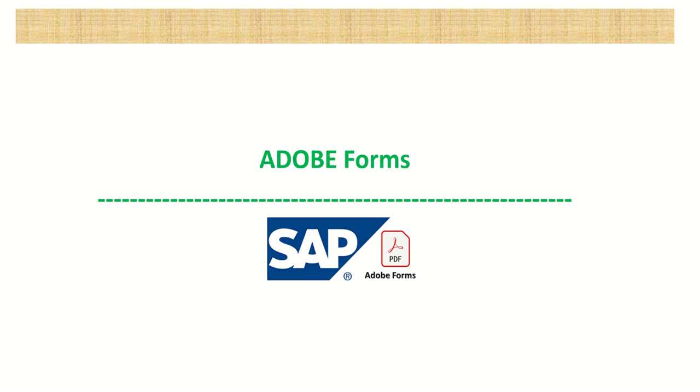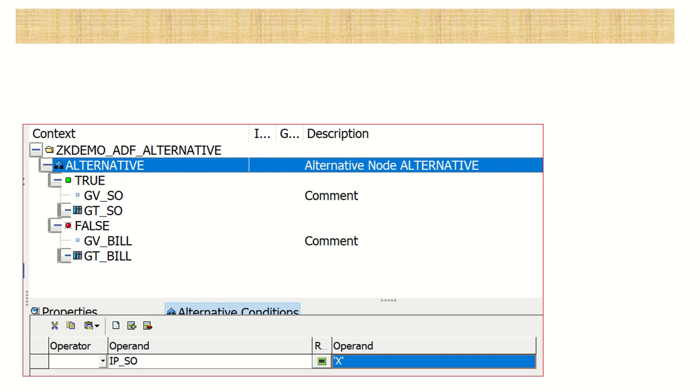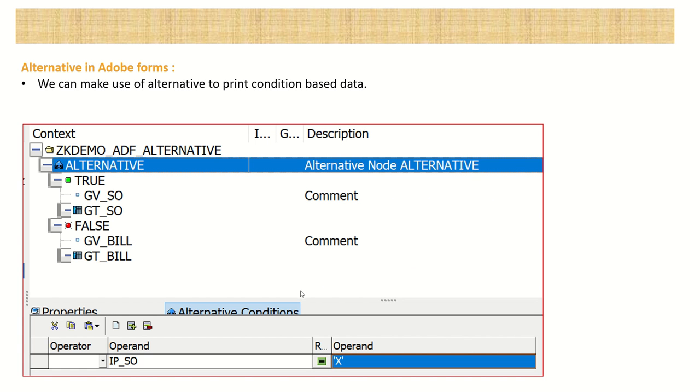Welcome back. So the next topic in our Adobe form is alternative. So let's see what is alternative and how we can make use of it. Alternative we can use to print the condition based data.